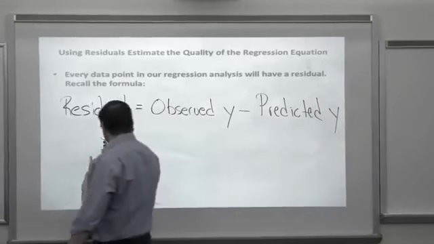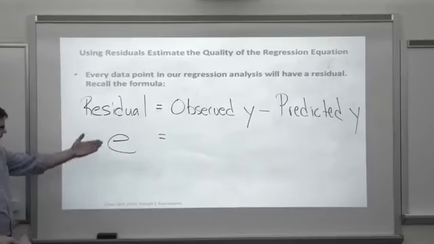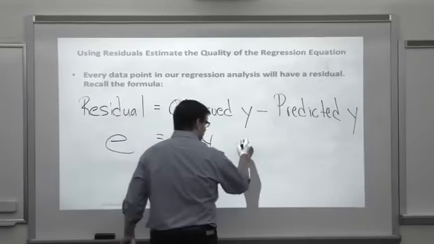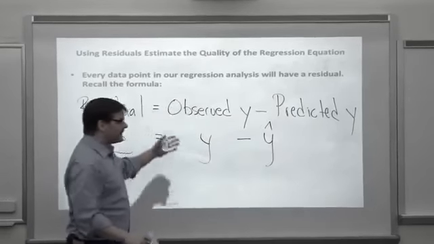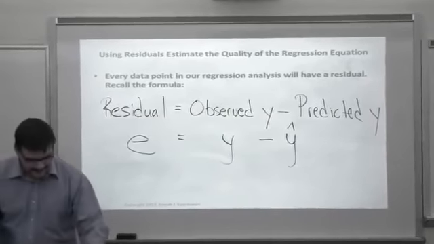In symbols, we can use the letter E for residuals. That's just a shortcut for errors, residuals, errors. And the observed y is just y straight up. Predicted y is y hat. So here's the formula: E equals y minus y hat.